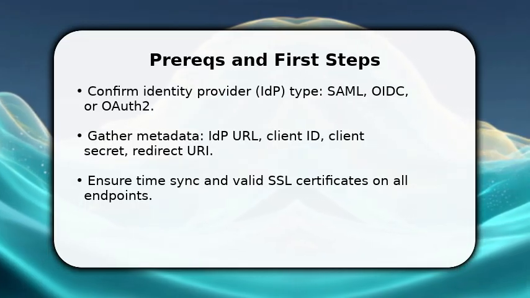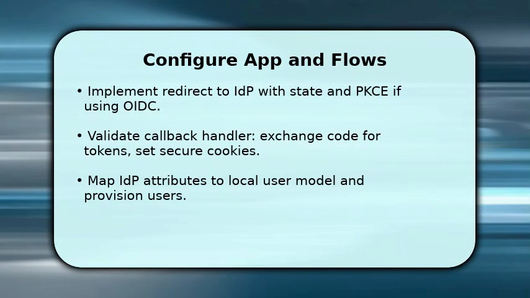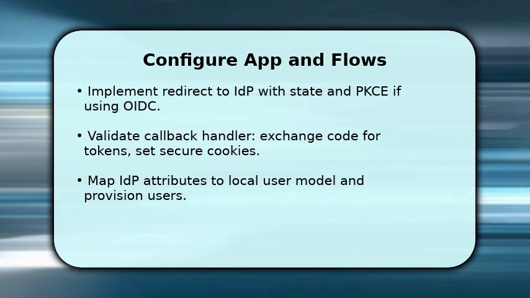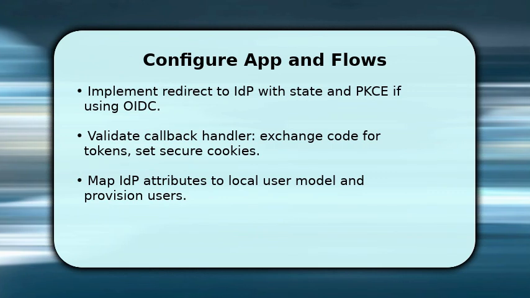Now implement the authentication flow in your application. Construct the authorization request with state and nonce, and include PKCE when supported to prevent interception. When the IDP redirects back, validate state and nonce, then exchange the authorization code for tokens at the token endpoint, check scopes, and token signatures. After token validation, map received claims or attributes to your user model and provision or update accounts. Make sure you set secure, HTTP-only session cookies.